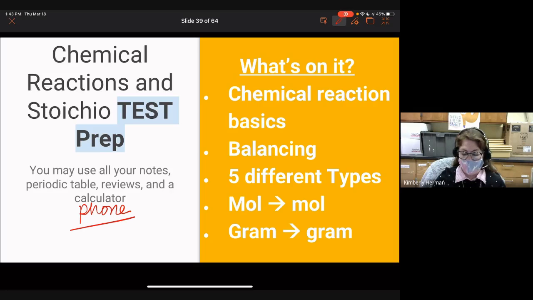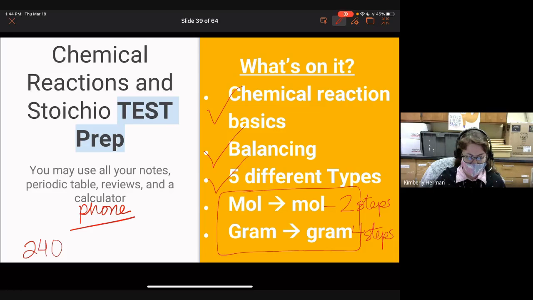So what's on it? Well, we're going to see that it's not only chemical reaction basics, we'll have to balance, identify the 5 types, and then our 2 conversions we've been working on since last week, a mole to mole, which is going to be 2 steps, and our gram to gram, which is going to be 4 steps. Now, we'll see that this test will have 24 questions. It will be worth 100 in the gradebook, our final one of marking period 3, and you'll have 65 minutes to complete it. So you'll be able to use the 44 minutes in class, and then you can come back later to complete it the next day or the same day.